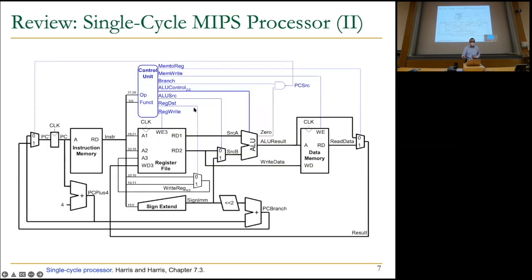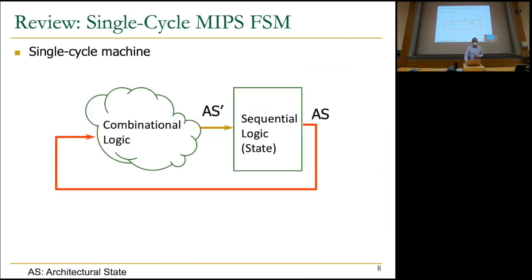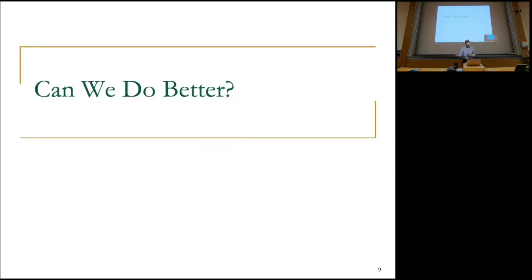This was the other single-cycle MIPS processor in your book. You can study it also. It's very, very similar to this. And then this is the finite state machine of the single cycle MIPS processor. As we said, everything happens in a single cycle for a given instruction, and an instruction transforms architectural state to architectural state prime. And we discussed the downsides of the single cycle processor.